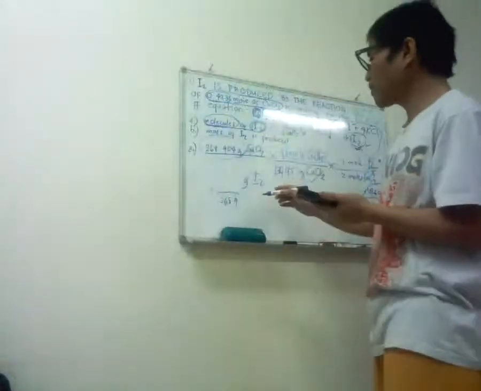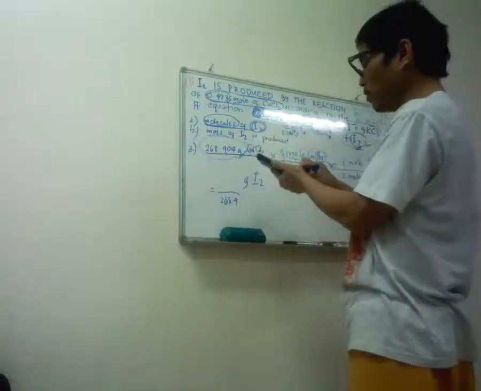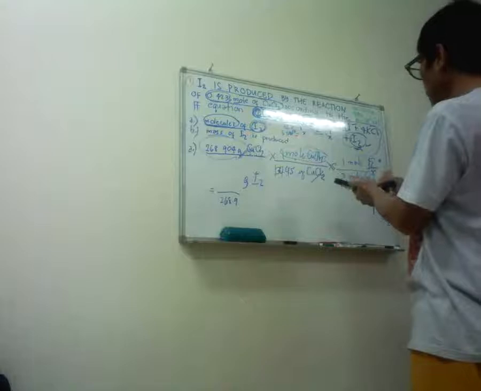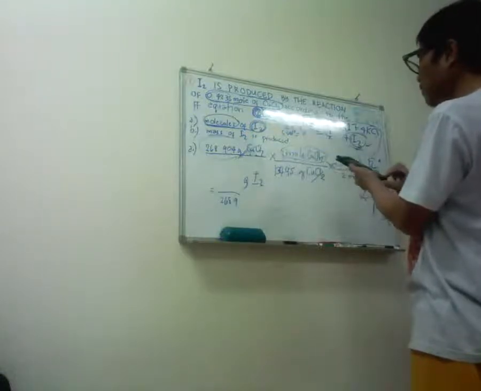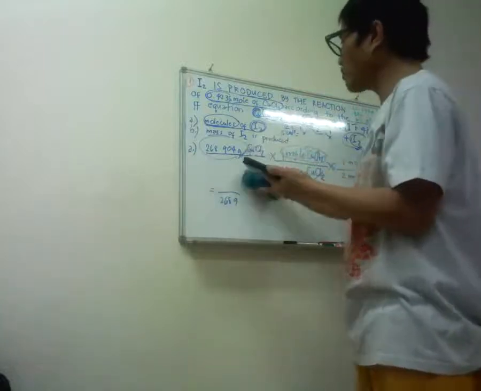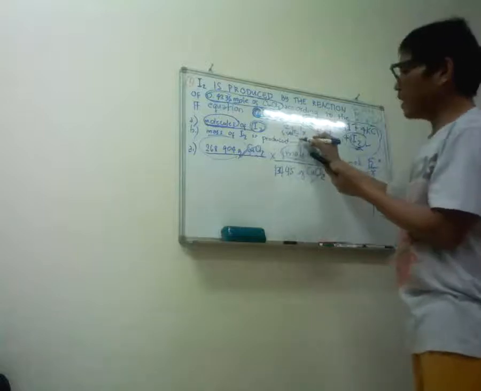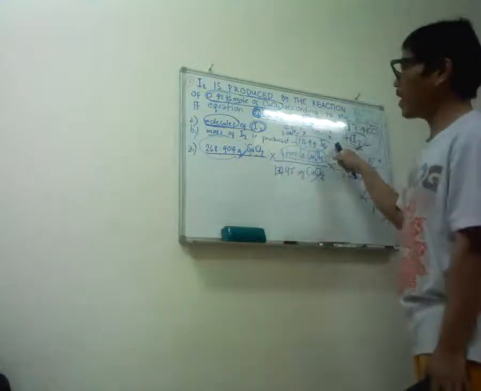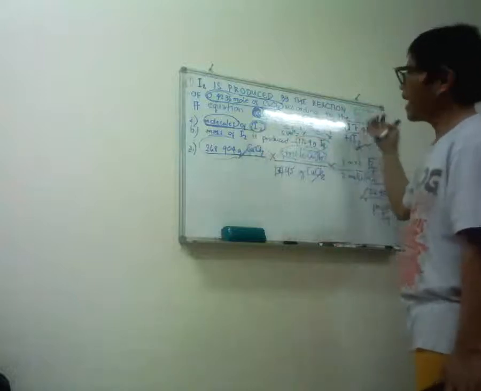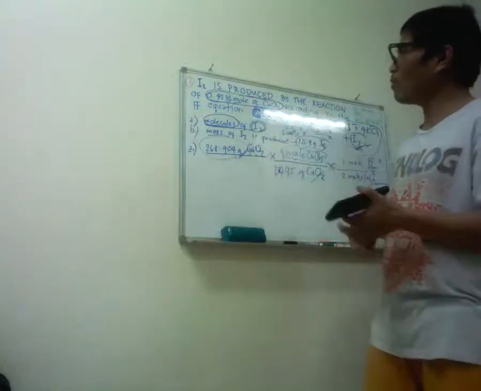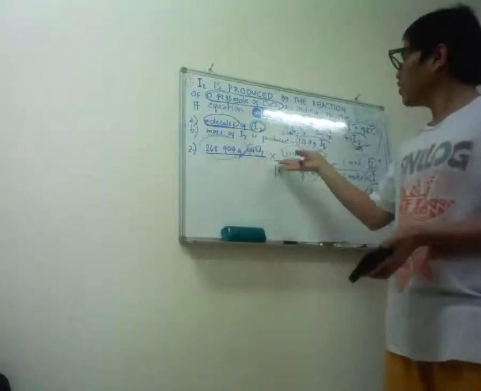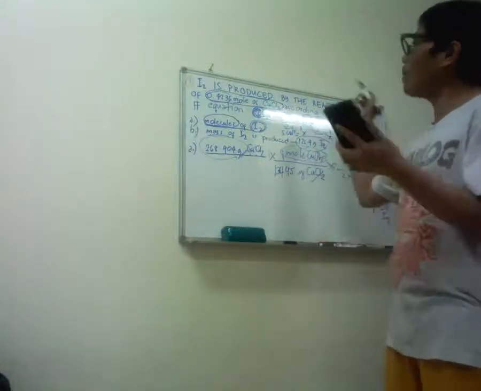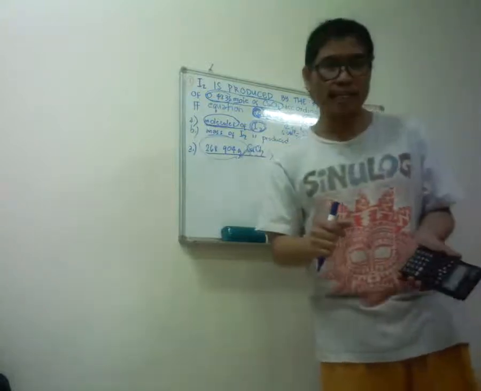So 268.9 times 126.90 divided by 268.9. So the answer is 126.9 grams for letter B. 126.9 grams of iodine will be produced from this chemical reaction if you initially have 0.4235 mole of copper chloride. And in letter A, you need 5.6 times 10 to the 24 molecules of iodine to be produced from 0.4235 moles of copper chloride initially.